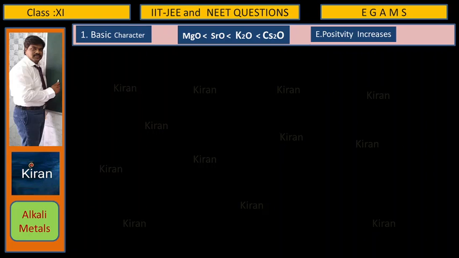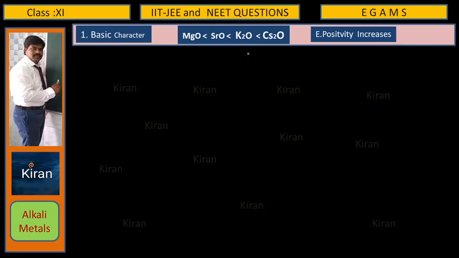Always, the basic strength depends upon electropositive nature. When electropositive nature increases, basic strength increases. In this case, cesium has the larger atomic size, hence its basic strength is increased. Magnesium has a smaller atomic size, hence it has a lower basic strength. One important point to observe: magnesium belongs to group 2A and potassium belongs to group 1A.